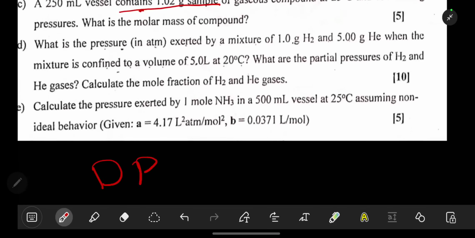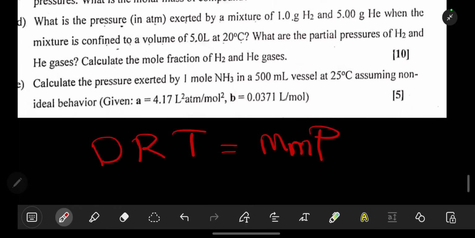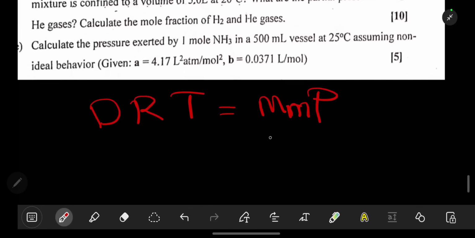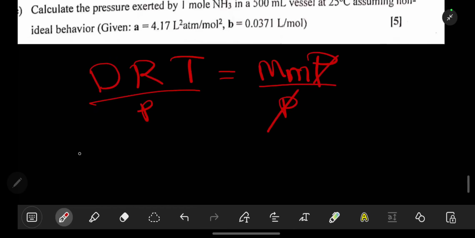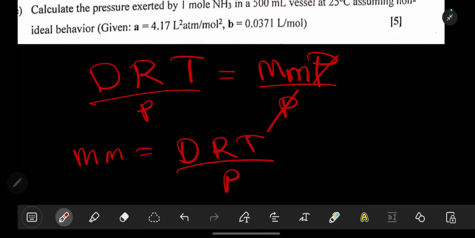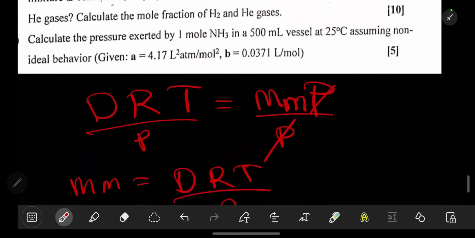So just spell the word doctor with big letters. d R T should be equal to M r P. So this is the formula we are going to use to find the molar mass. You can just change it to the molar mass. This will be over our pressure, so the molar mass is equal to dRT over the pressure. So now let's just find the things.